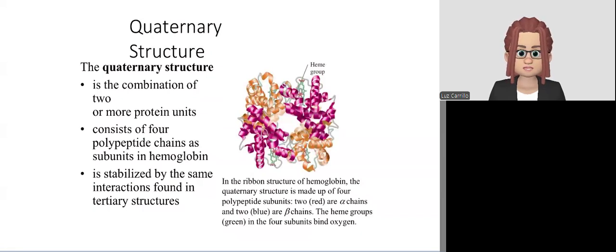Lastly, quaternary structures are actually present in molecules that have different subunits that have to come together in order to give the overall structure of the protein. This is not present in every single protein, but some require such interactions.